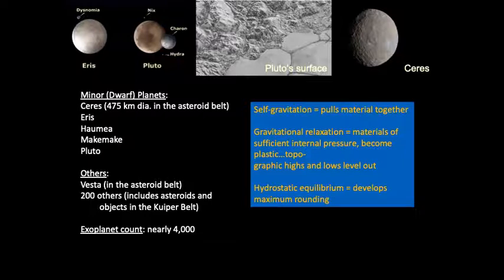Haumea, I think it is, Makemake, and Pluto. Those are the larger of the minor planets, or what some people call dwarf planets. And there are some other ones too, like Vesta. Vesta is in the asteroid belt as well. It is not round like the other planets. So with some of the minor planets, you can actually see their shapes up here. Eros is there, which has some moons around it. Pluto is there with its moons, Charon and Hydra.